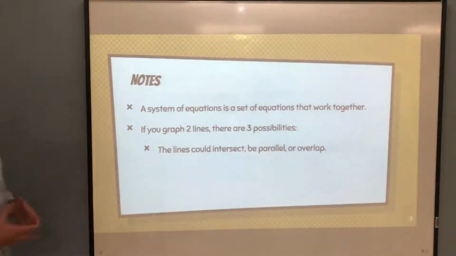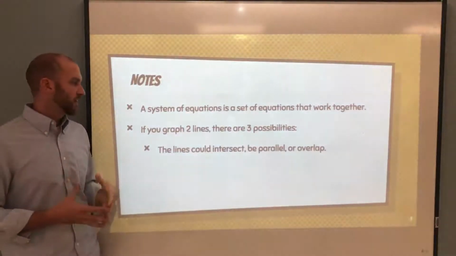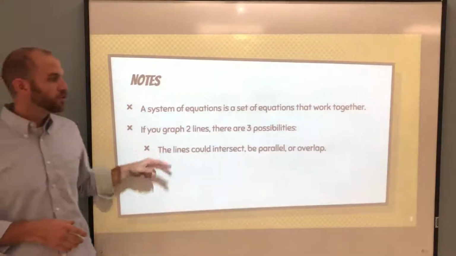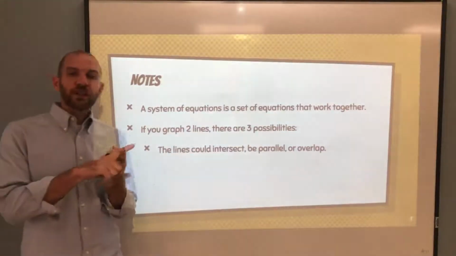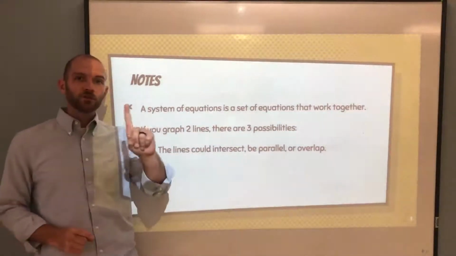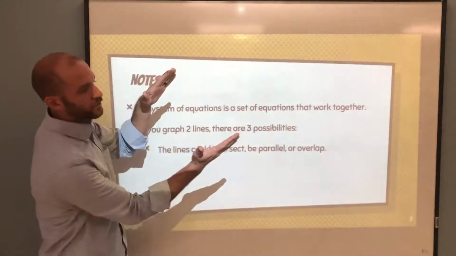So what is a system of equations? A system of equations is just a set of equations that work together. If you graph two lines, you should have three different possibilities. First thing, the lines could intersect at a single point. This would give you one solution to your system of equations. The lines could be parallel, that is, they would never touch.